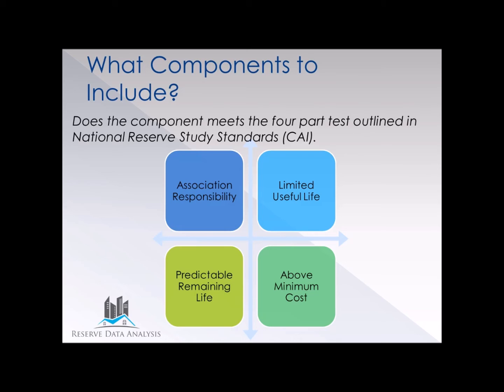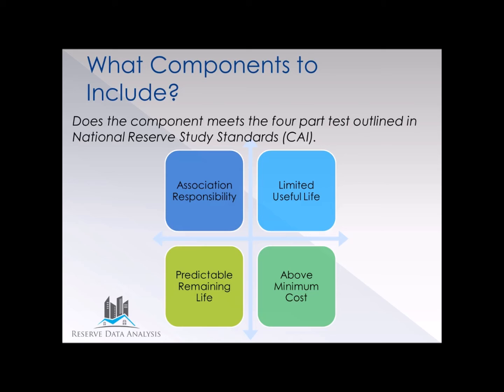So the components, first of all, we utilize National Reserve Study Standards that was created by the Community Association Institute. It's a 4-part test, and essentially we look at each component and ask 4 questions. Is it the association's responsibility? Does the component have a limited useful life? Does it have a predictable remaining useful life? And is it above whatever minimum threshold cost the association has determined is appropriate for their community?